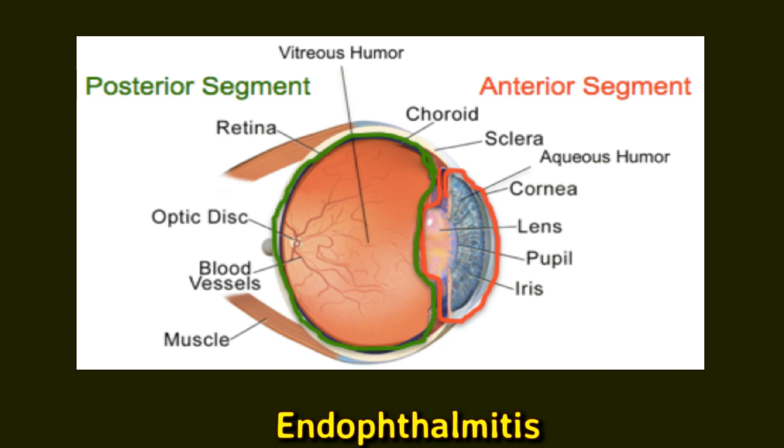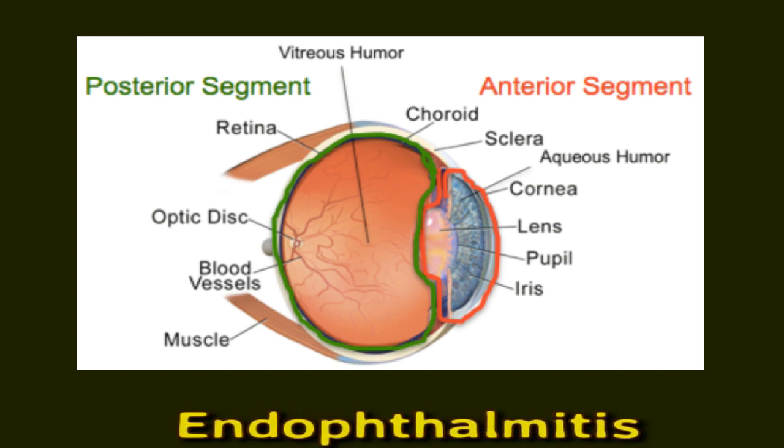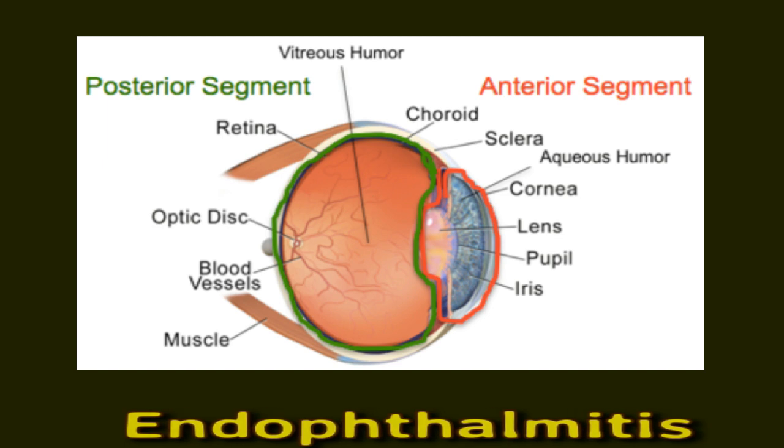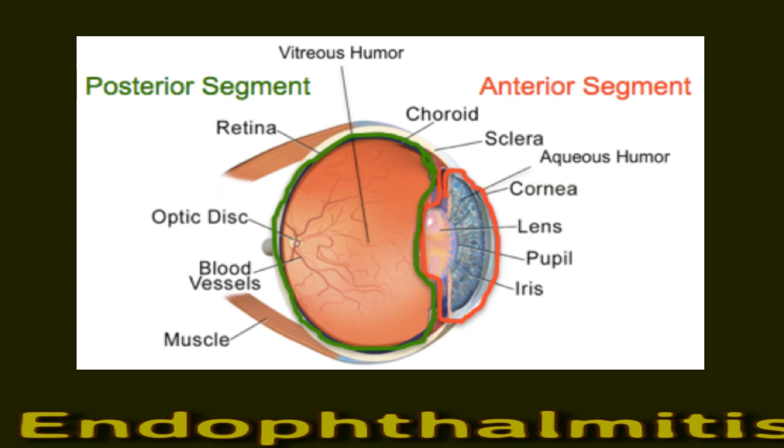Endogenous endophthalmitis. This infection stems from an infection in another body part that spreads to the eye. For example, it can happen with a urinary tract infection or blood infection. Symptoms of endophthalmitis include eye pain, redness, changes in vision, sensitivity to light.